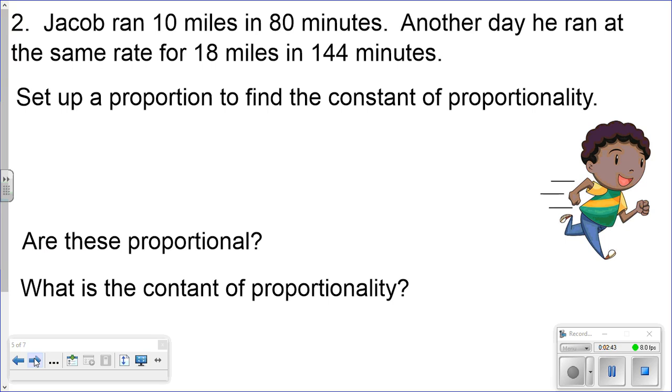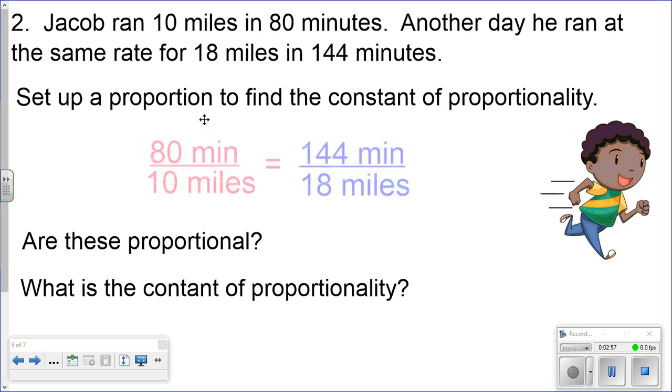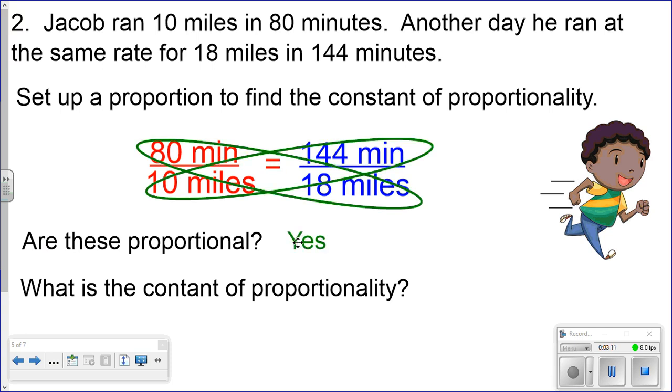Another example, Jacob ran 10 miles in 80 minutes. On another day, he ran the same rate of 18 miles in 144 minutes. Set up a proportion to find the constant of proportionality. So I find that it took him 80 minutes to run 10 miles and 144 minutes to run 18 miles. So I have to answer the question, are these proportional? To decide, I cross multiply and find that yes, they are proportional. So to find the constant of proportionality, I just divide 80 divided by 10, and I would find it's 8 minutes per mile.